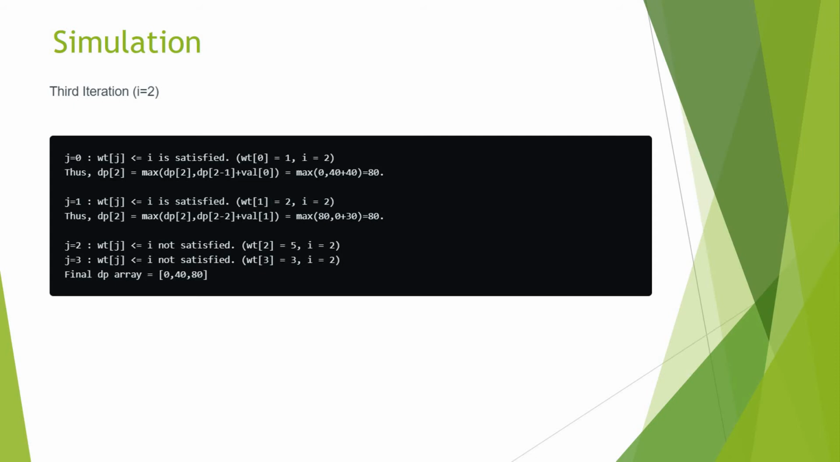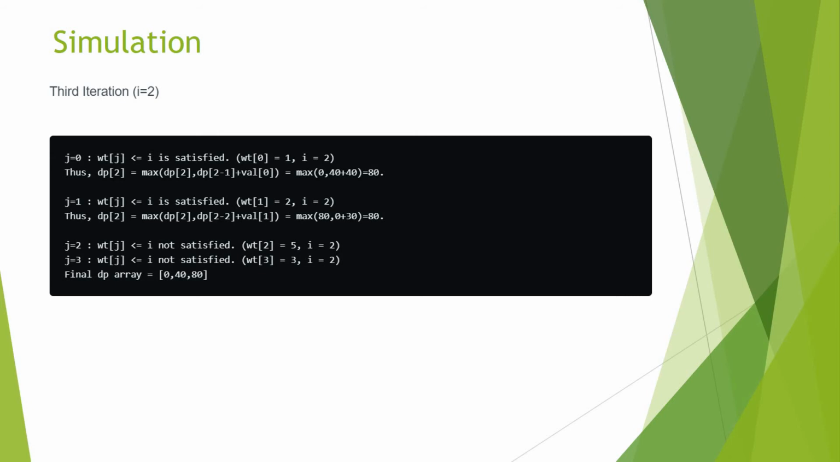When j equals 1, i equals 2, the condition is again satisfied because the weight of the second element is 2, i is also 2. Thus dp[2] equals the maximum of dp[2] and dp[2 minus 2] plus value 1. So here we are getting the maximum value of 80.